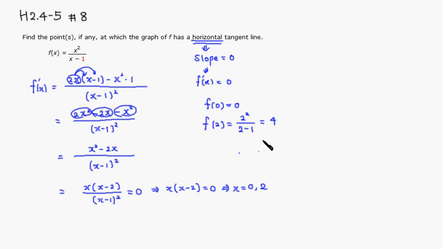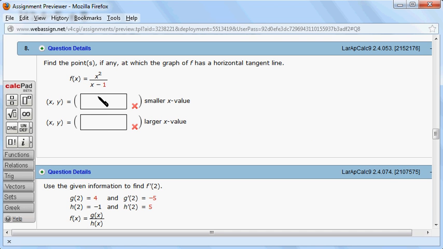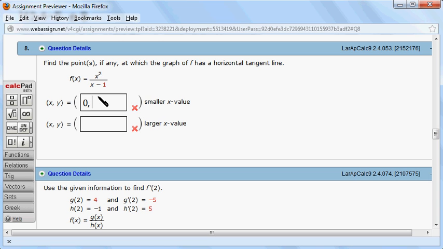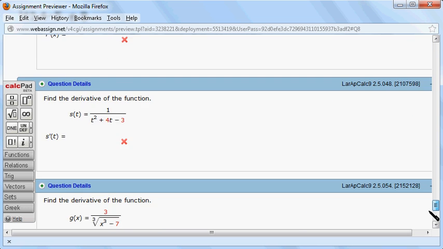All right, so 2 points. The first point is 0, 0. And the next point is x is 2, and the corresponding y value is 4. So it's at 0, 0 and 2, 4. Let's type it in. So this is 0, 0 and 2, 4. Let's check the answer.